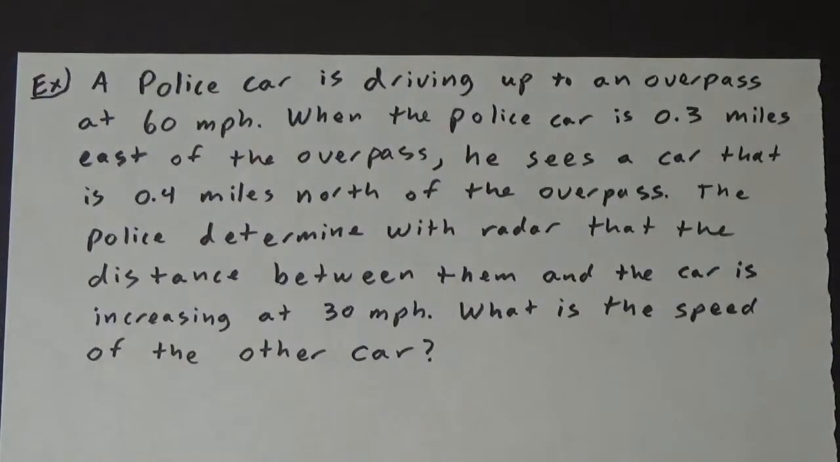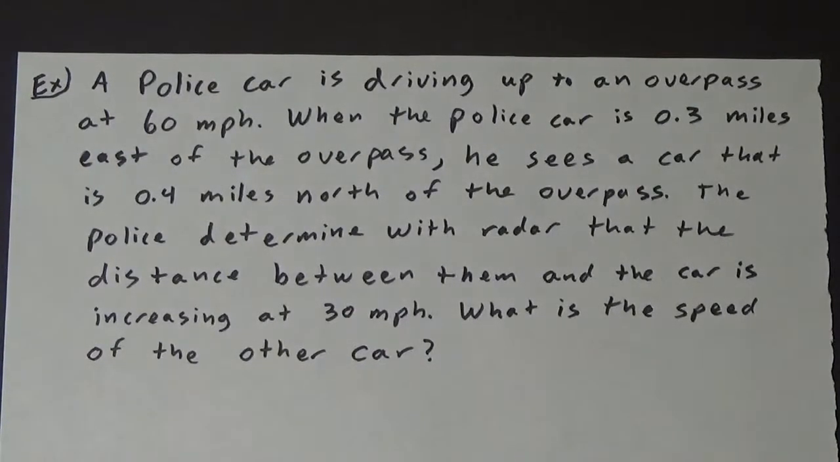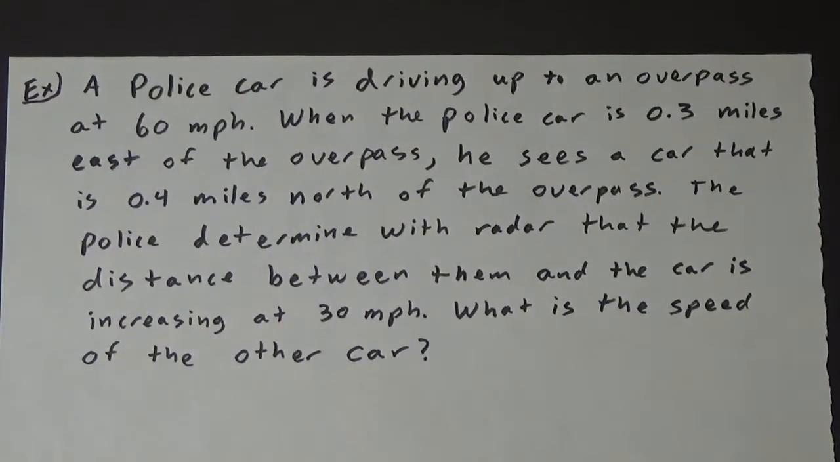Let's look at another example of a related rate problem. A police car is driving up to an overpass at 60 miles per hour. When the police car is 0.3 miles east of the overpass, he sees a car that is 0.4 miles north of the overpass. The police determine with radar that the distance between them and the car is increasing at 30 miles per hour. What is the speed of the other car?